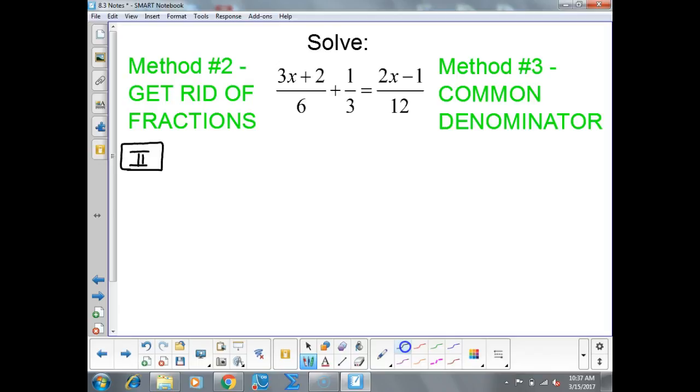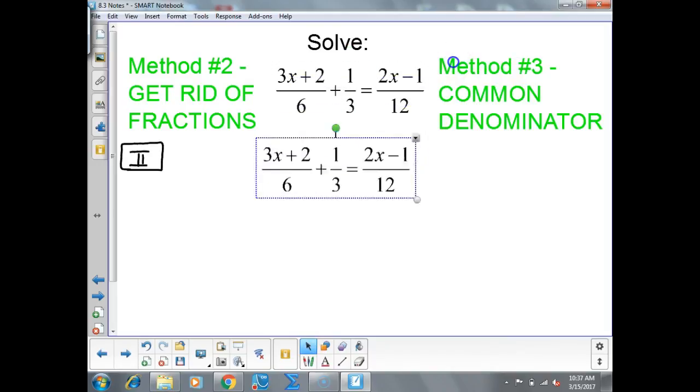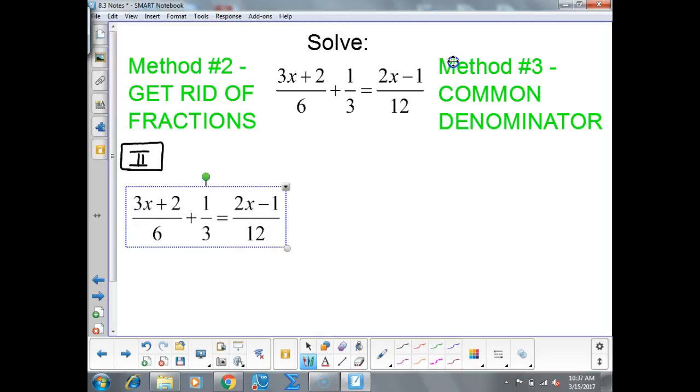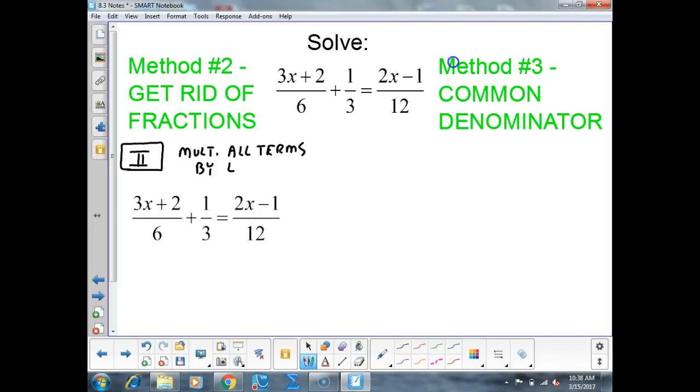So, in this particular method, what we're going to do first is get rid of the fractions. That means you are going to multiply all the terms by the LCD, the least common denominator, or the common denominator, if you will, doesn't matter. So, thinking of the numbers 6, 3, and 12.